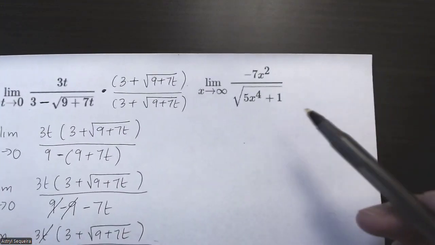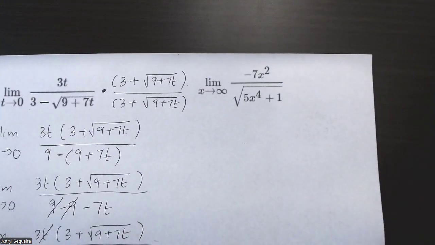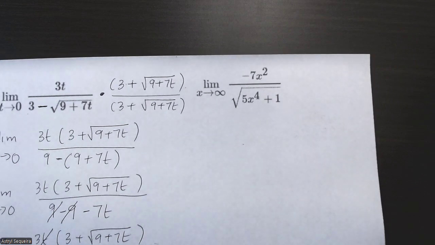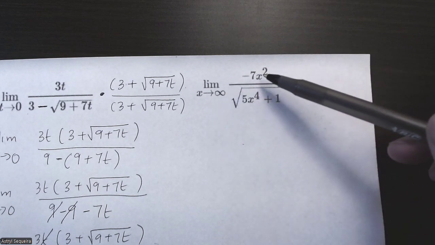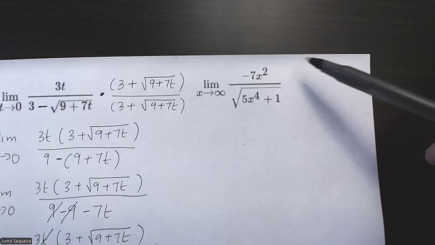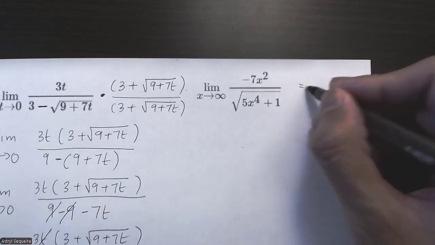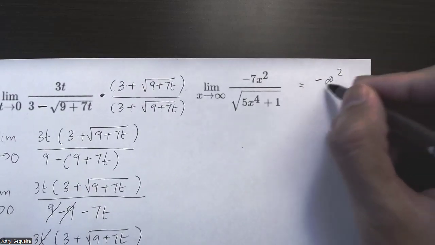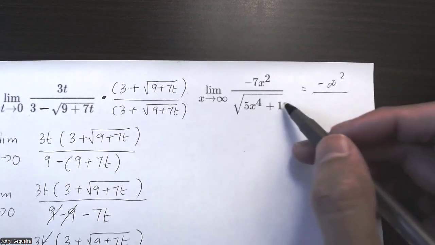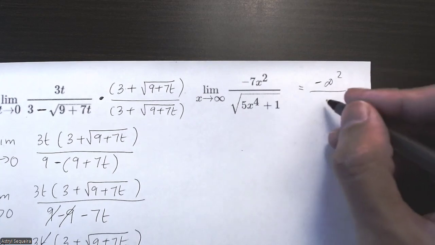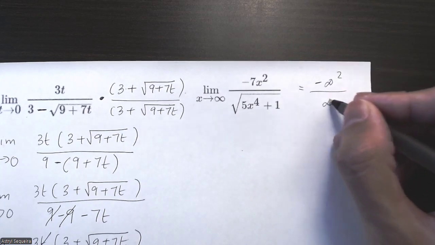Okay, let's go to the second question over here. In this question, we have an infinite limit. And remember, when you have infinite limits and fractions and you sub it in, negative 7 times infinity squared, that's just negative infinity. And then the bottom, if I sub in infinity to the power of 4 times 5 plus 1 is infinity, square root of infinity is infinity.